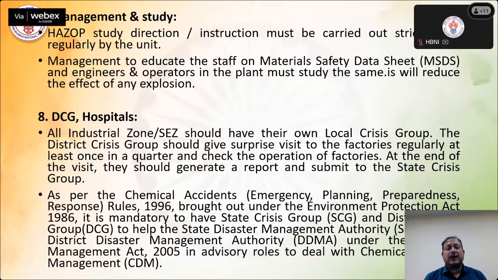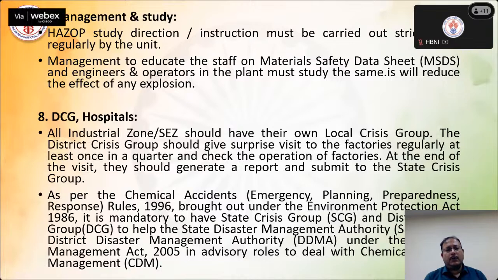As per the Chemical Accident Emergency Planning, Preparedness and Response Rules 1996, called the CAEPPR Rules 1996, brought out under the Environmental Protection Act 1986, it is mandatory to have a State Crisis Group (SCG) and District Crisis Group (DCG) to help the State Disaster Management Authority (SDMA) and the District Disaster Management Authority (DDMA), under the Disaster Management Act 2005, in advisory roles to deal with chemical industrial disaster management.